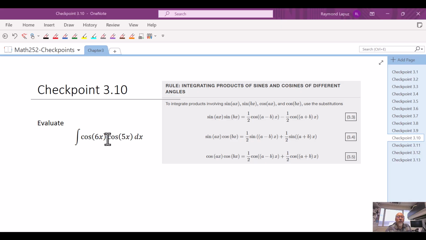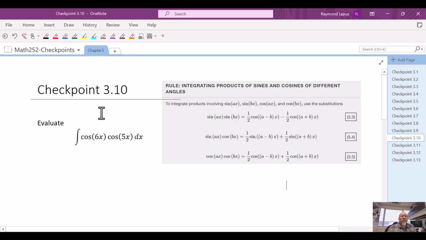And this will rely on us having some trigonometric formulas that are usually difficult to remember, and so I have it off to the side here, some rules for integrating products of sines and cosines with different angles. So these are ways to combine angles.